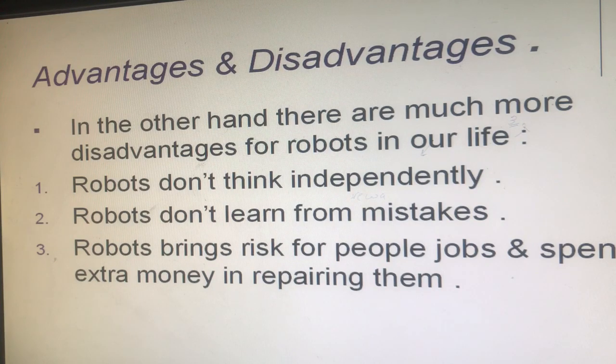Robots usually take information, process it, and do the mission without thinking. Generally, they don't have a mind like a human. A human learns from mistakes. He can do something creative. He can do anything with his thinking. But robots don't. They don't have a mind like a human. They don't think creatively. They don't think independently.